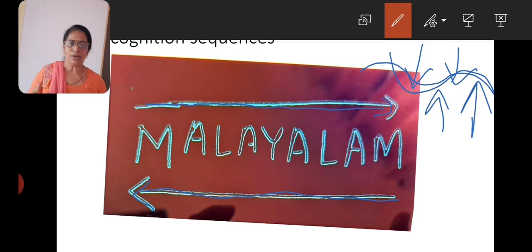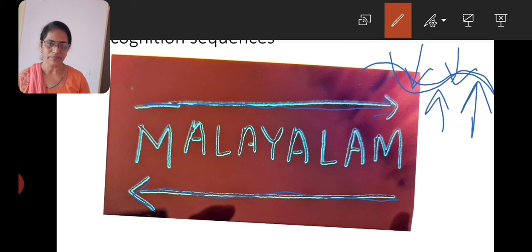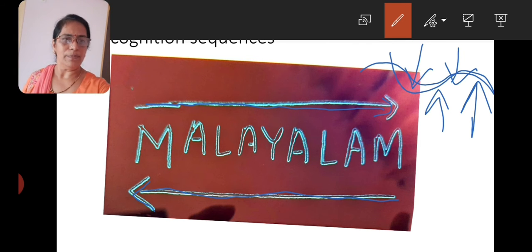So a palindrome is nothing but a group of letters which makes the same word when we read in the forward direction and the backward direction, like Malayalam. Then it is called a palindrome. In case of DNA, what is the meaning of palindrome?